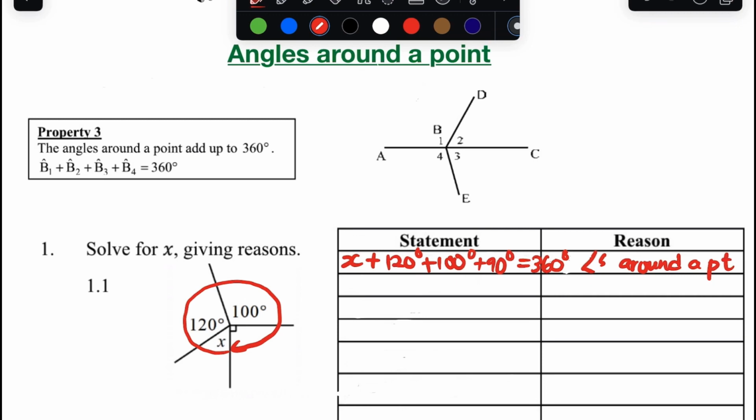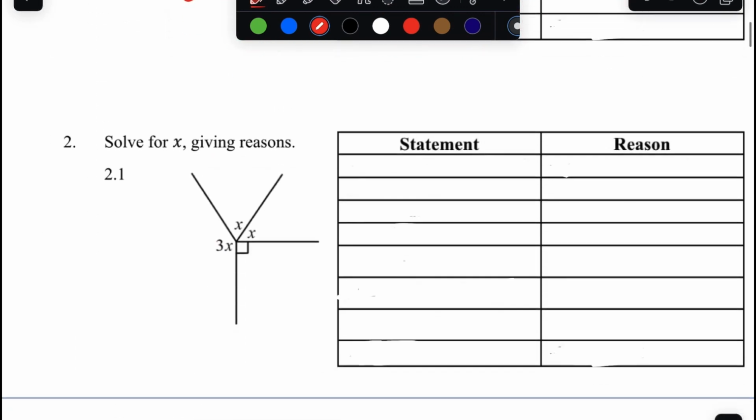Right. So next, we add the like terms. We have x, 120 plus 100 is 220, plus 90, it's going to be 310, equal to 360. And then we'll say x is equal to 360 degrees minus 310. x is going to be 50 degrees. So this means this angle is 50 degrees.